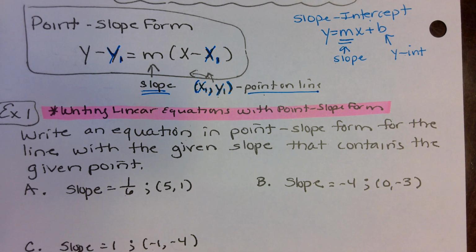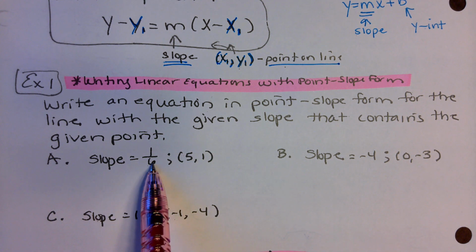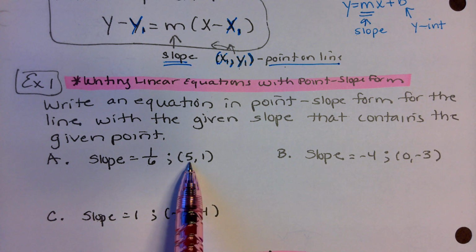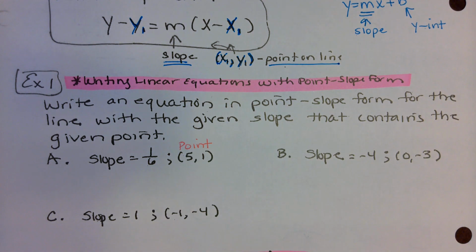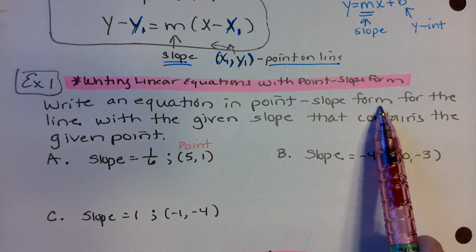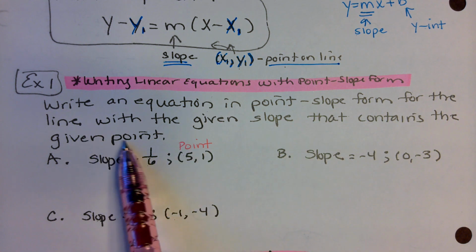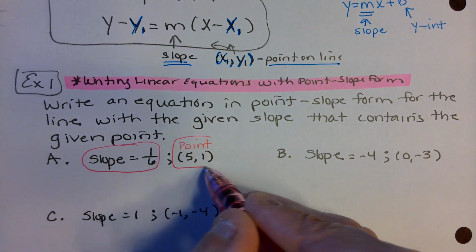I think you're going to like example 1. It's really straightforward. So if your ears are open and you're paying attention, this part you will not have any trouble with. I can guarantee it. All right, so when you look at this, let's look at what they're giving us. They're giving us a slope, which is 1/6, and they're giving us a point, (5,1). A slope and a point. Write an equation in point-slope form for the line with the given slope that contains the given point. Okay, so I've got this slope and I've got this point.